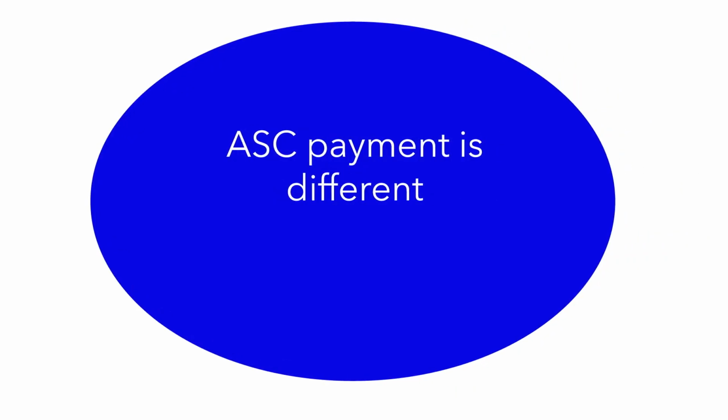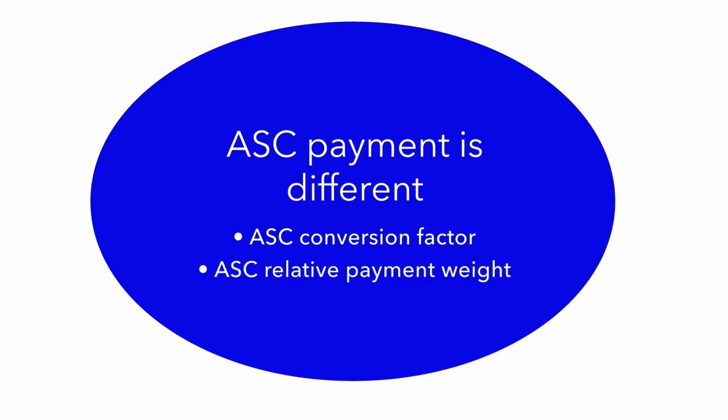ASC payments are determined by a formula that includes an ASC-specific conversion factor, ASC relative payment weight that is based on the OPPS relative payment weight, and other local factors. Medicare maintains a list of procedures that are approved in the ASC setting. Any procedure not on the ASC approved procedure list will not be reimbursed by Medicare.